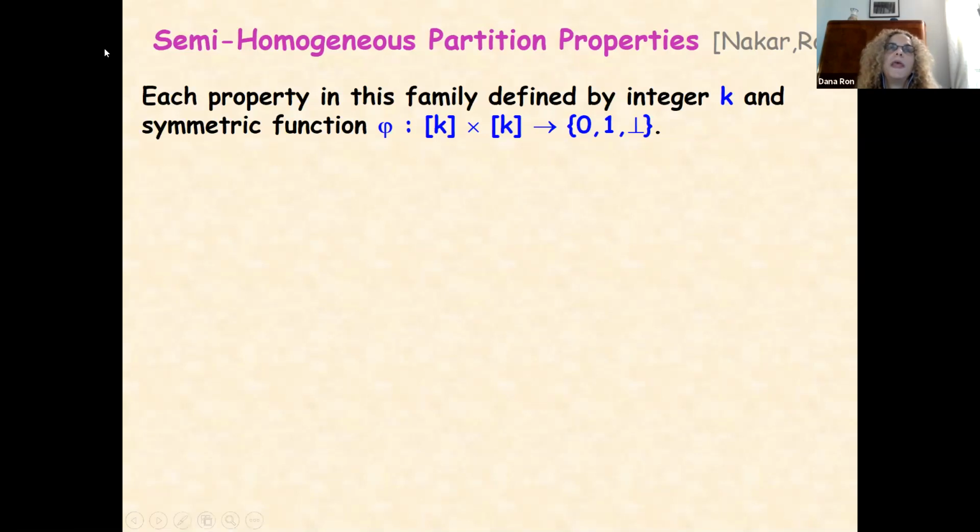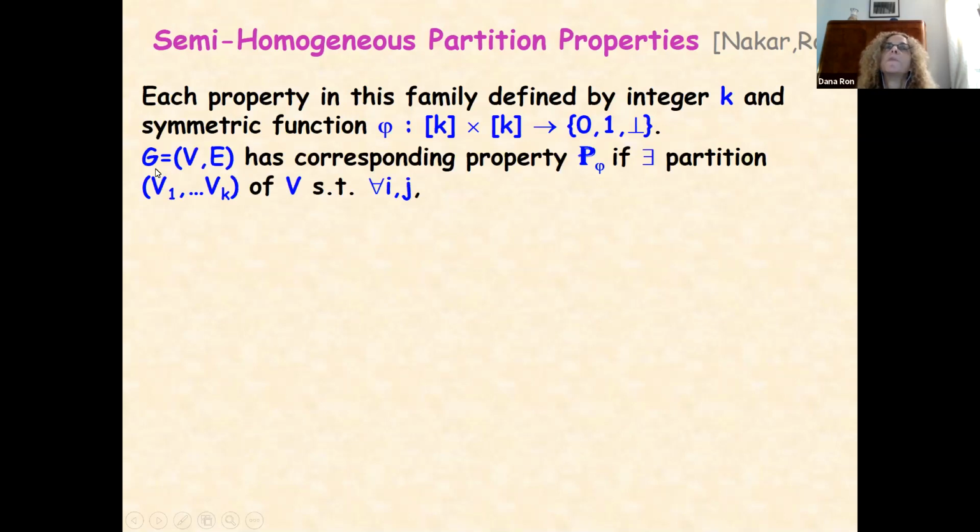Each property in this family is defined by an integer k, think of k-colorability, and a symmetric function. Here it is specifically: the function is from pairs ij, with i and j each in [k], to 0, 1, and bottom. We'll see what this means. A graph has the corresponding property, which I'll denote by P sub phi, where phi is my function that defines the property.